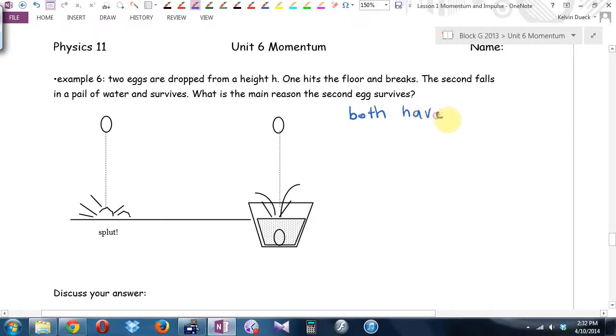Write this down. Both have the same change in momentum. They both have the same change in momentum. So, wait a minute, what's another way to write change in momentum? What's another equation that had this in it?